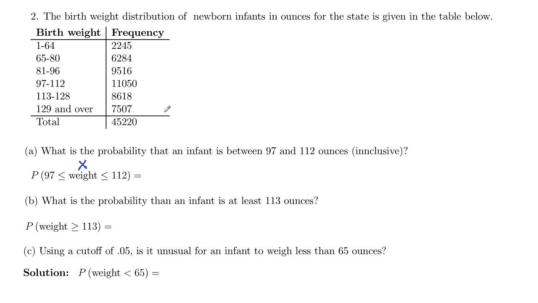We're going to use desired out of total here because it should be equally likely that if we choose a random infant, they would be in any one of these 45,220. Between 97 and 112 is this one category here. So there are desired outcomes 11,050 out of total outcomes 45,220.